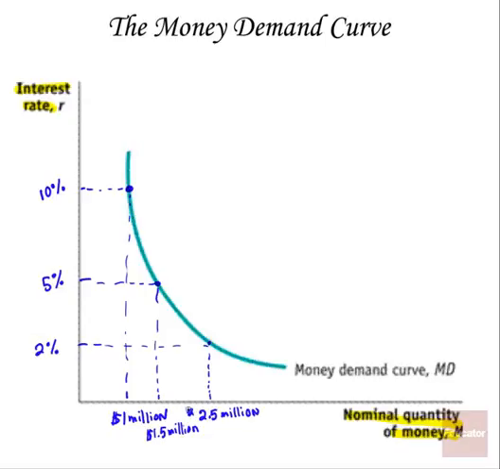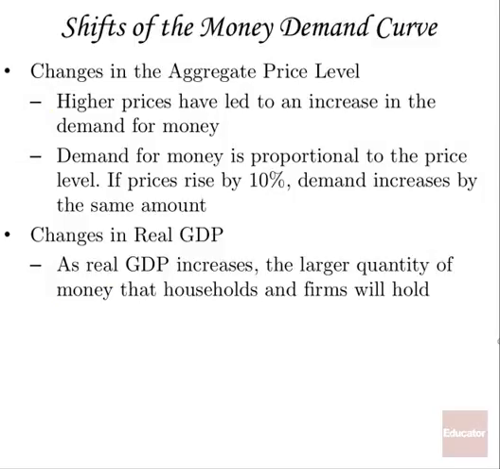Again, the specific numbers aren't really that important, just this inversely related idea. As interest rates go down, the quantity of money is going to increase. As interest rates go up, the quantity of money is going to decrease. So this is the relationship when you're looking at this money demand. Now, what could cause the shift of the money demand curve?